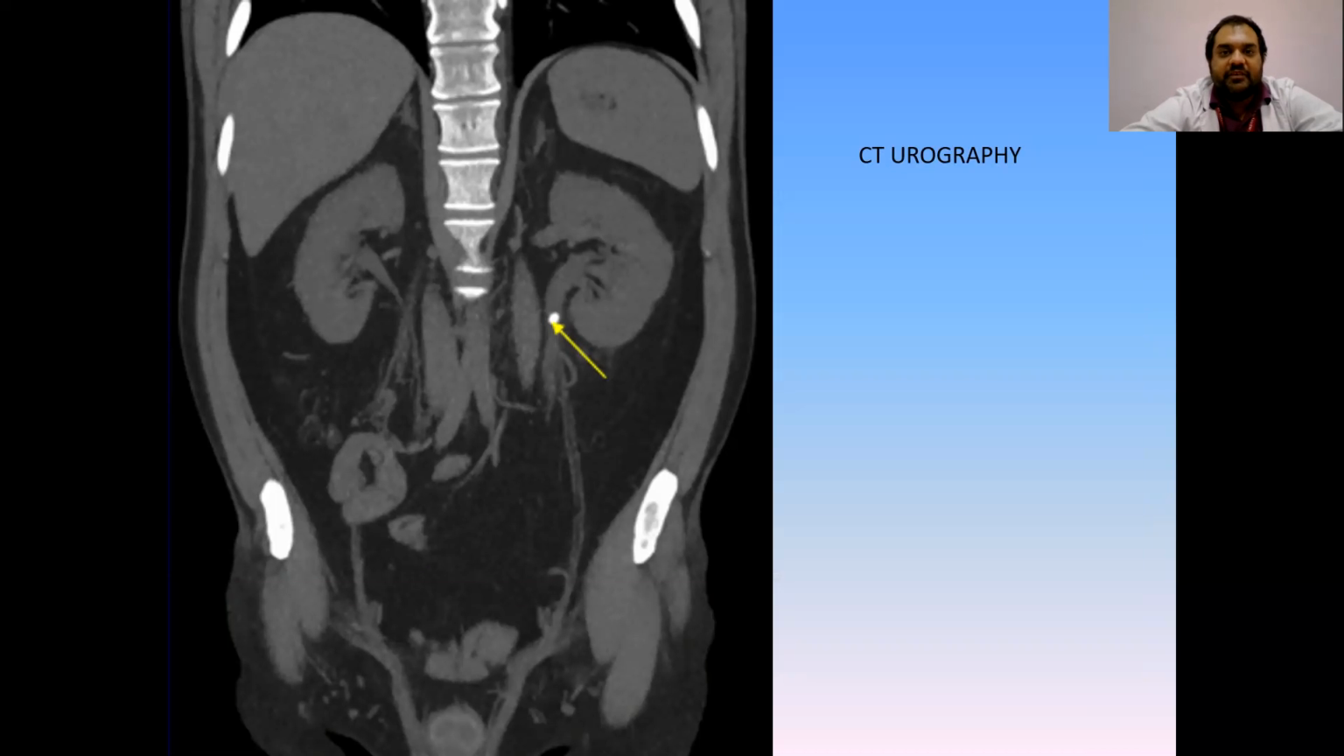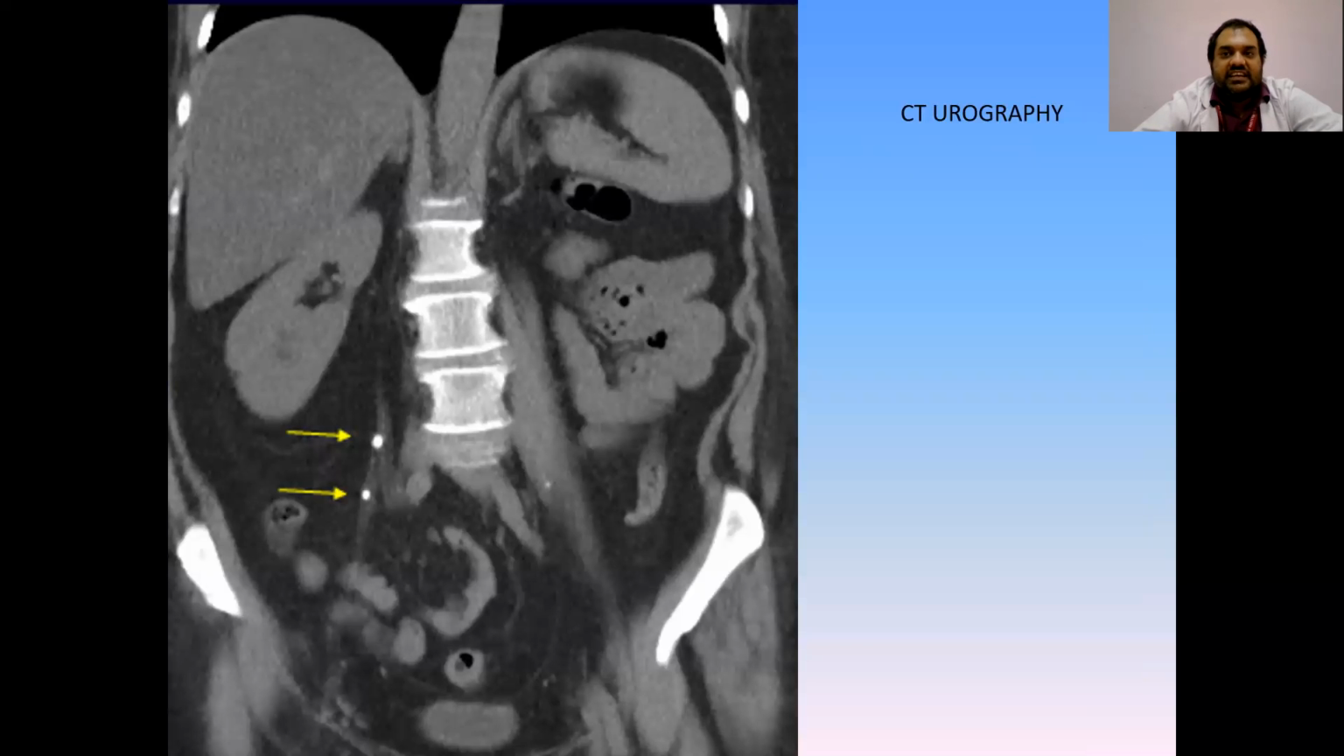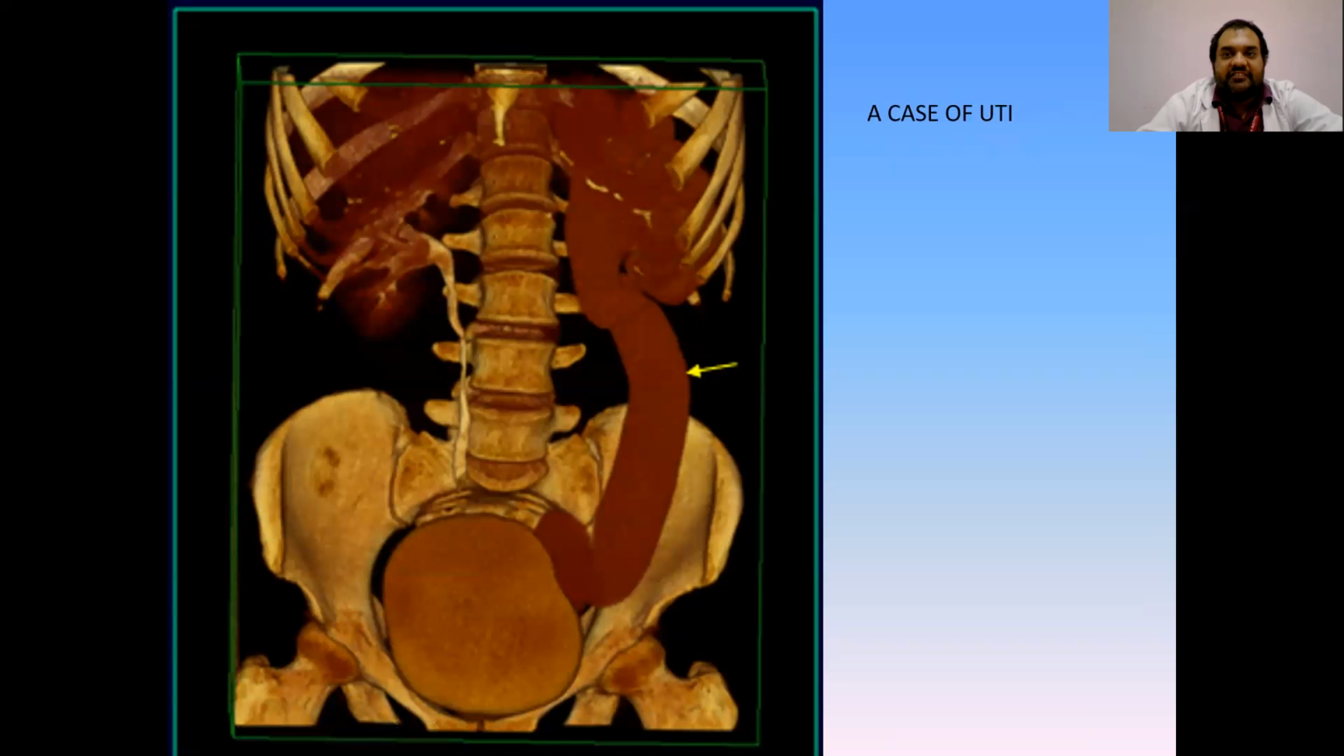This is a CT urography of the patient showing the left ureteric calculus in the upper ureter. And this is a CT urography of another patient showing two calculi noted in the mid ureter. And we can see the subtle hyperechoic lesion. It is a case of UTI.